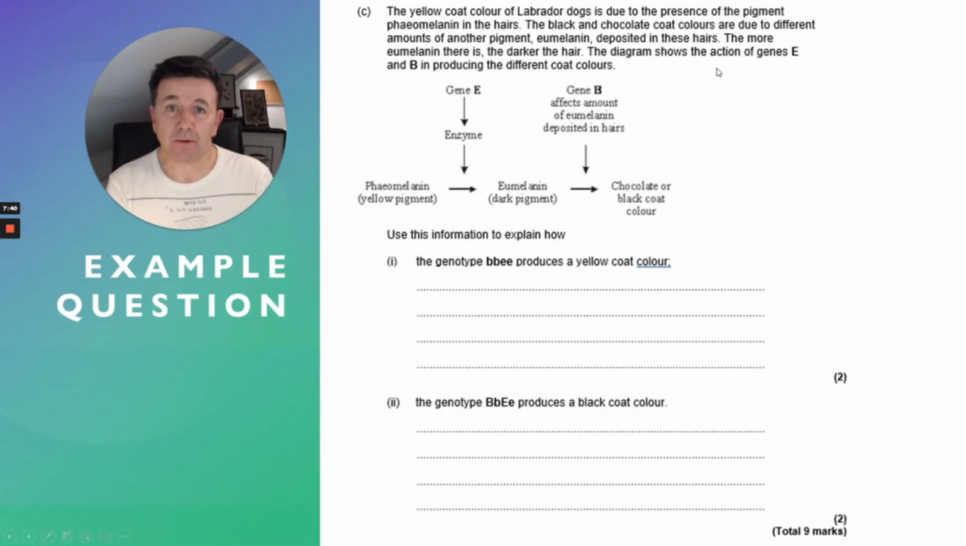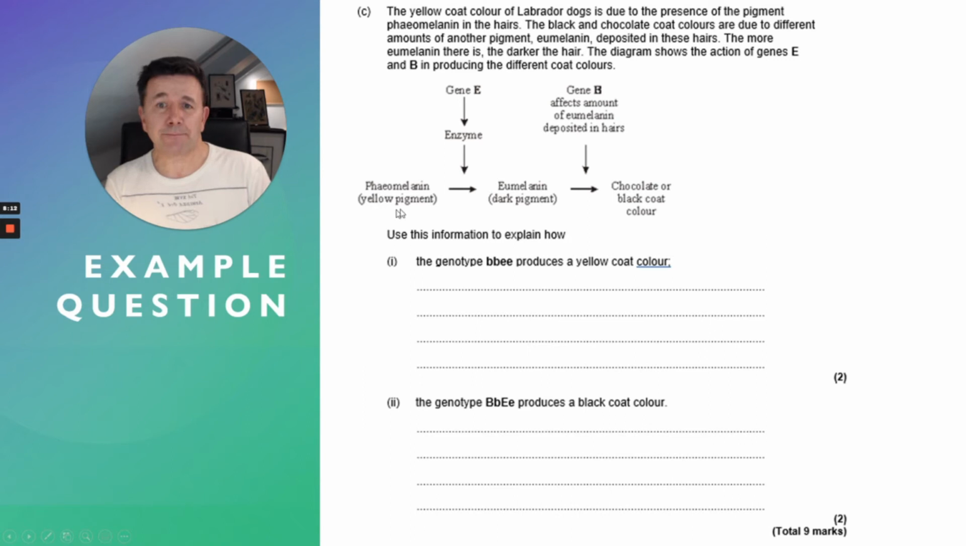This is the second part of the question, and it tells you the yellow coat colour is due to the presence of the pigment pheomelanin in the hairs. The black and chocolate coat colours are due to different amounts of another pigment, eumelanin, that's deposited in the hair. So the more eumelanin there is, the darker the hair. The diagram shows the action of genes E and B in producing the different coat colours.